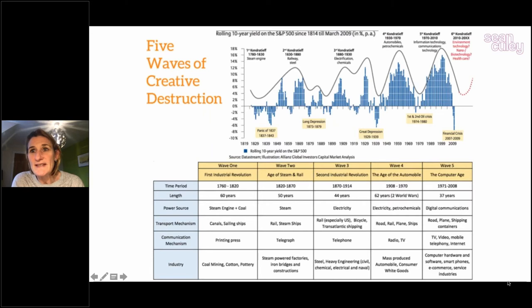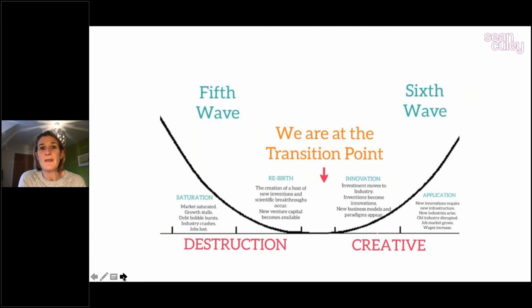And coming out of the global economic crisis in 2008, there is no doubt that we're entering a new stage of our industrial evolution. But I would argue that it's not just one that's enabled by technology, although digital is very important. But perhaps if we think a little bit about what Jeremy was saying, perhaps there's a more fundamental shift in what's driving what we'll see as our current transition points. And really, transition points are that point at which in our global economic cycles, we see industries beginning to come to saturation. And we see growth stalling, debt bubbles, industry crashes, and jobs are lost. But what we begin to see is moving through a rebirth into a period of innovation, where investment moves to industry, inventions become innovations, and new business models begin to appear.